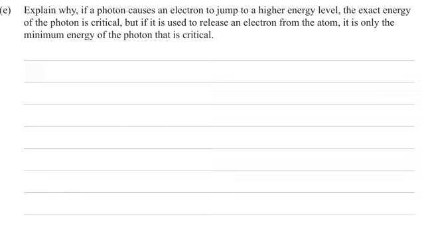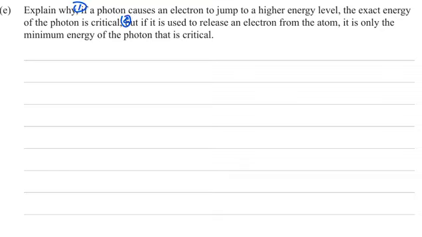Now let's look at this question 2E from paper 2011. We want to explain why if a photon causes an electron to jump to a higher energy level, the exact energy of the photon is critical, but it is used to release an electron from the atom. It is only the minimum energy of the photon that is critical. So I think this question still contains two parts. This is part 1 and this is part 2.